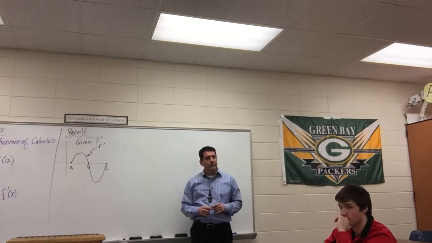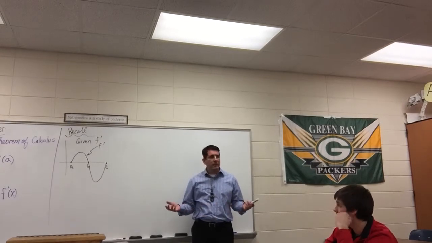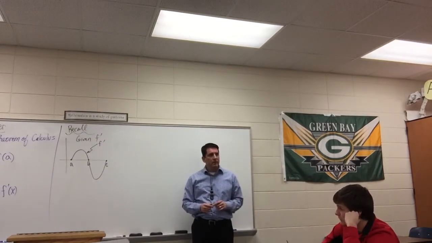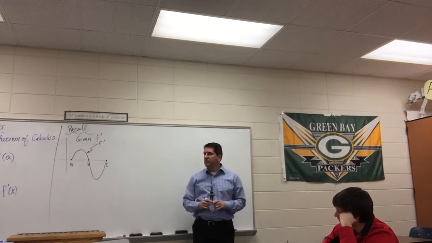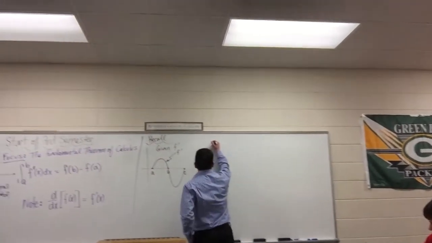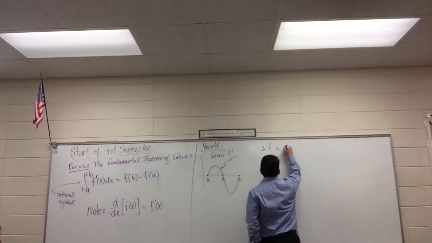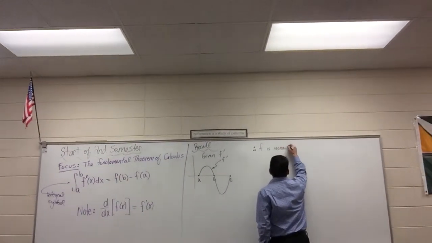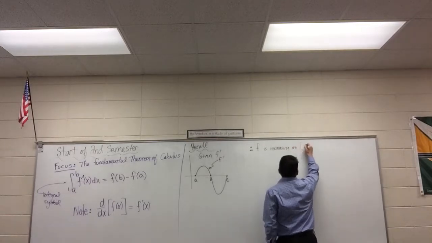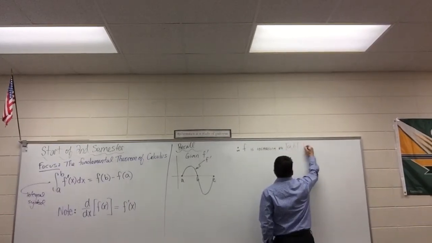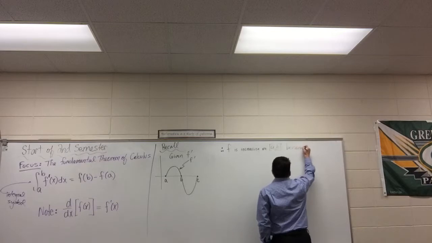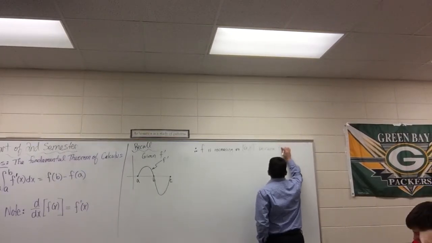Increasing from A to B. Everybody agree with that? And why is that? Because f prime is greater than 0. Perfect. So we can say, therefore, f is increasing on the interval from A to B because f prime is greater than 0.